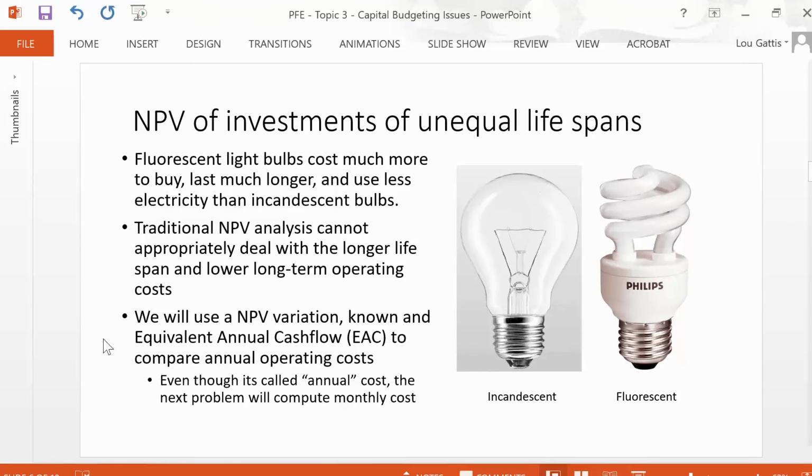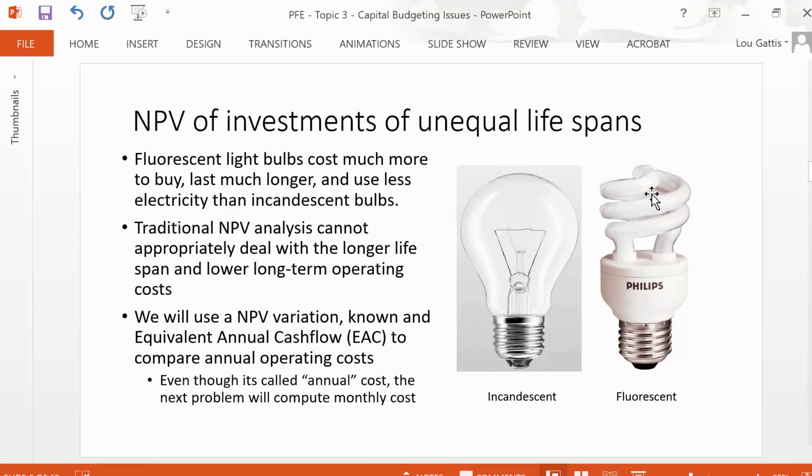Well, now let's take another issue with capital budgeting where we have trouble. What if you're thinking about buying one of these newfangled lights that are really expensive but last a long time and use a lot less electricity, versus the old cheap ones that burn out really quickly and use lots of electricity? The problem is this fluorescent light bulb lasts about 10 times longer than this one.